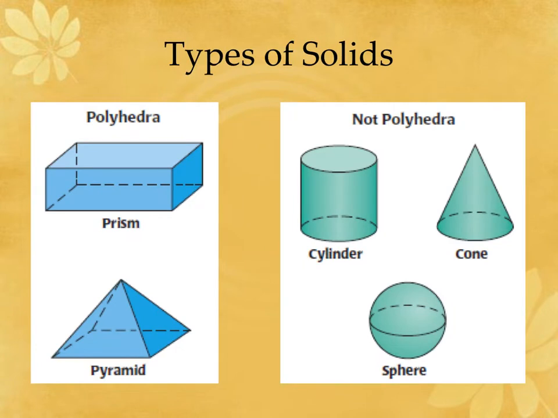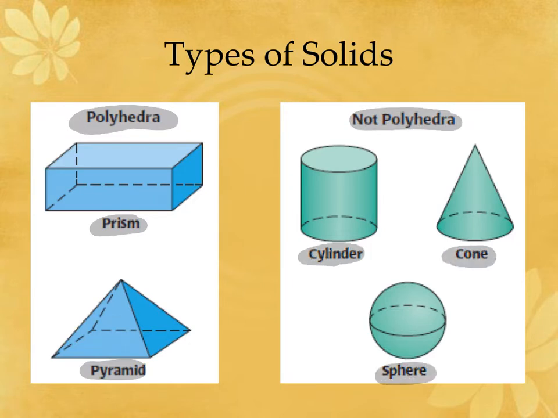These are some of the more common types of solids that we're going to talk about in the next couple of sections. So these are polyhedra: a prism and a pyramid, because a polygon can't have a curved edge. And these are not polyhedra, but they're still solids: cylinder, cone, and sphere. We're actually going to learn how to find the lateral area, the surface area of all of these objects, and then the volume.